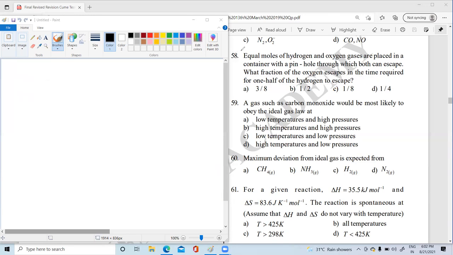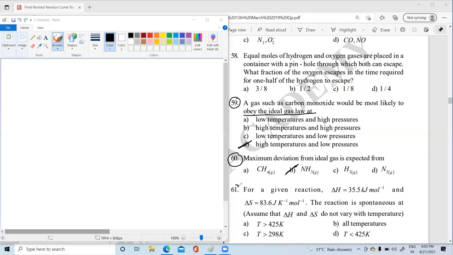Next, students, question number 59. A gas such as carbon monoxide can most likely obey the ideal gas equation. Real gases will follow the ideal gas law when it is high temperature as well as low pressure. This is the condition that it follows. Next, question number 60. Maximum deviation from the ideal gas expected from, it is exactly that question, students, ammonia.